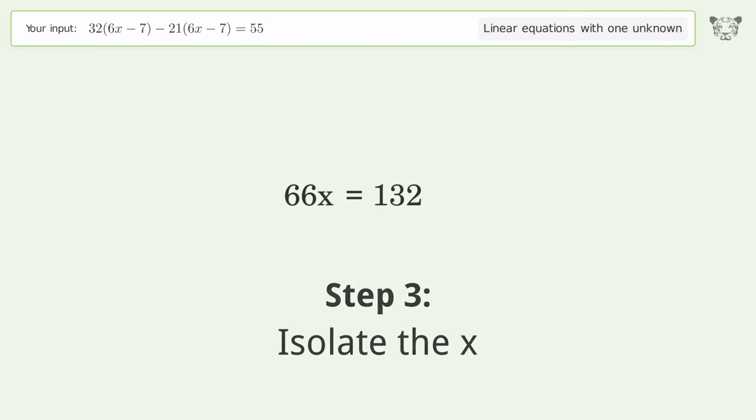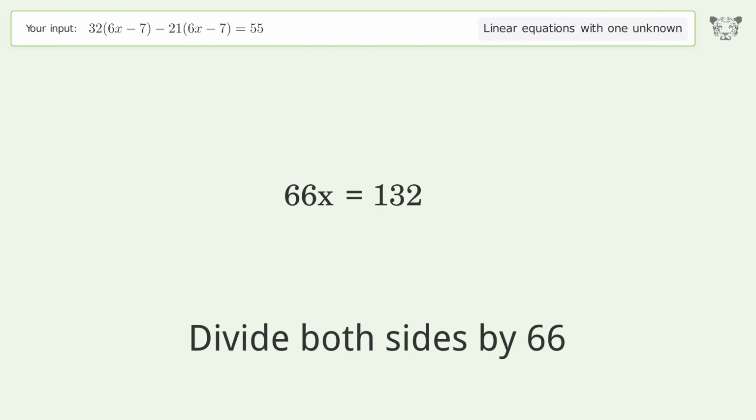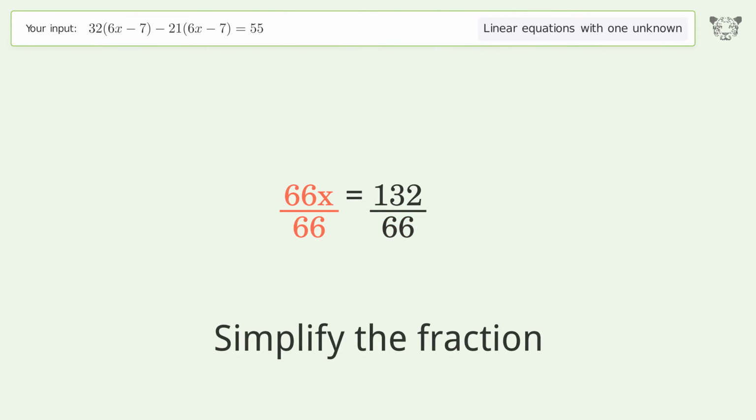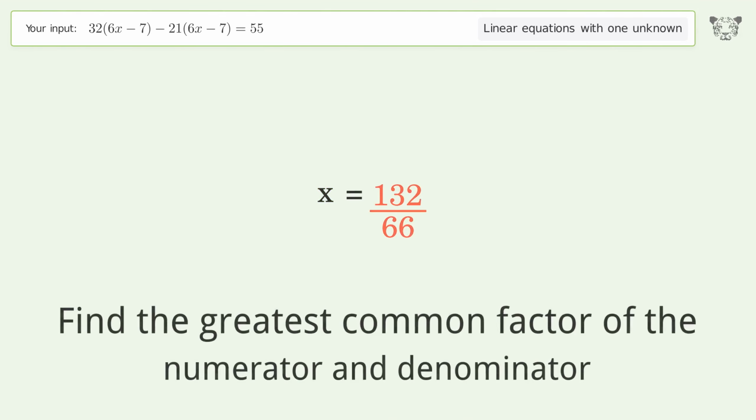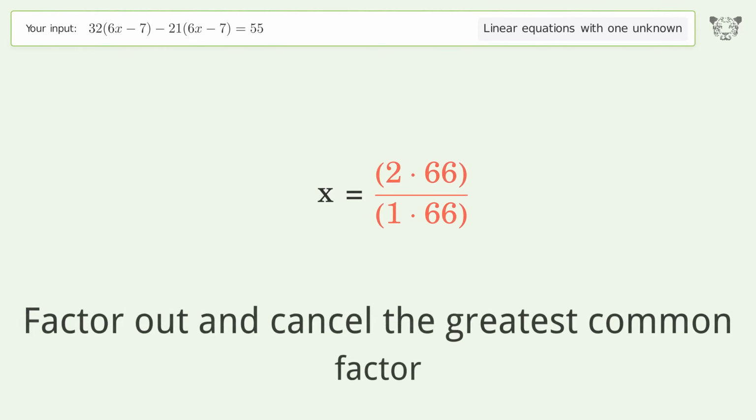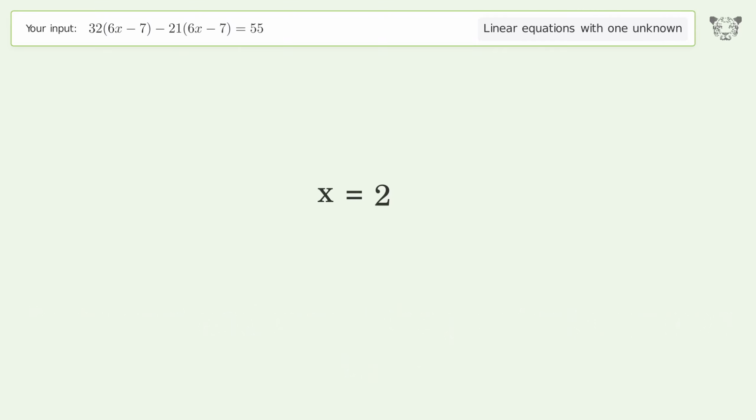Isolate the x. Divide both sides by 66. Simplify the fraction. Find the greatest common factor of the numerator and denominator. Factor out and cancel the greatest common factor. And so the final result is x equals 2.